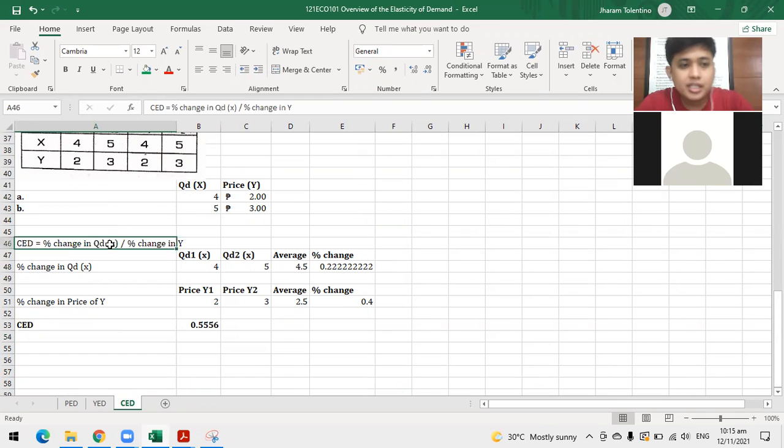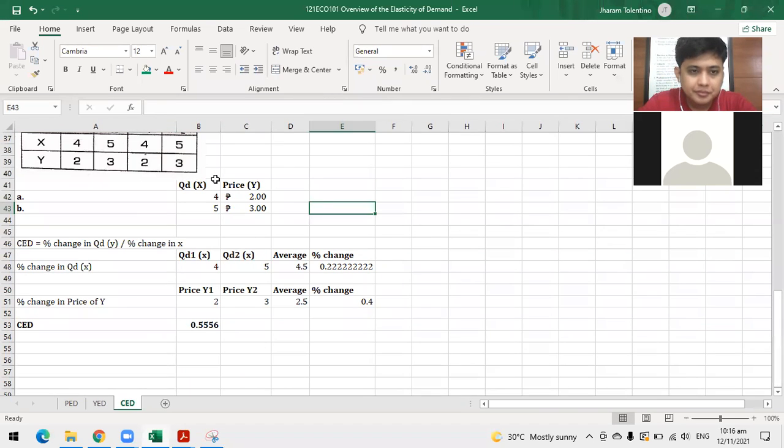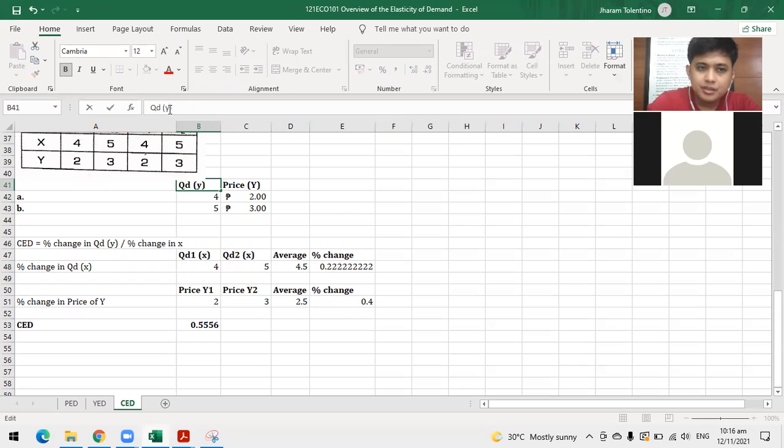Okay, so babalik rin natin. Ito, quantity demanded change in Y. Tapos dito naman yung X. Ayan. So ito na yung Y ngayon. Ito naman yung price naman ni X.